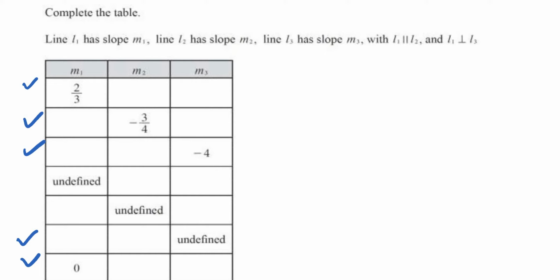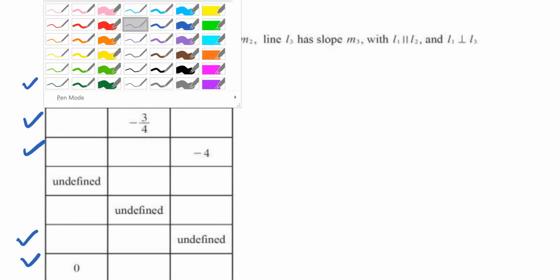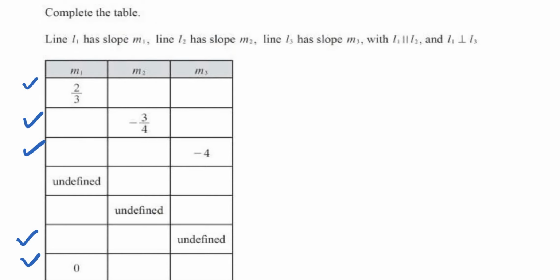Let's start the homework questions from section 4.4, starting with question number 2. For question number 2, we're given this table where line 1 has a slope of m1, line 2 has a slope of m2, and line 3 has a slope of m3. We want to make sure that lines 1 and 2 are parallel, and that lines 1 and 3 are perpendicular. So this little table question is testing if you understand the concept of parallel and perpendicular lines.